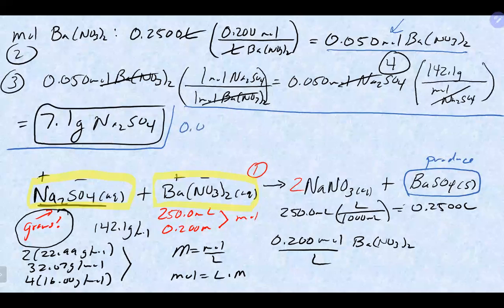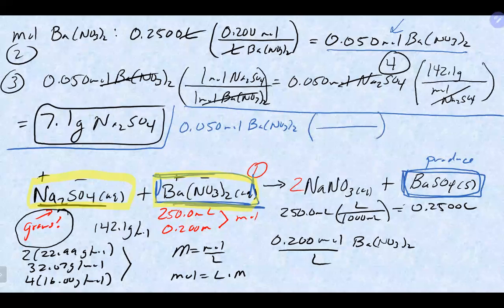So 0.05 moles of barium nitrate. Once again, at this point, we're going to do the relationship between barium nitrate for the second part and barium sulfate, which happens to also be a 1-to-1 relationship from the equation. So that's pretty good. 1 mole of barium sulfate from the equation gives us 1 mole of barium nitrate. That also gives us 0.05 moles of barium sulfate would be produced.